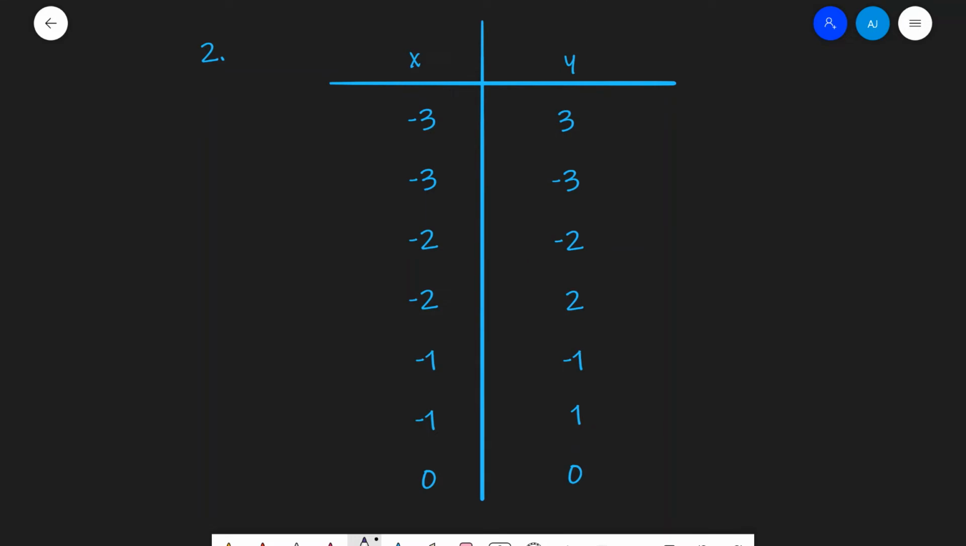Now let's try this problem. I want you to pause the video and try this for yourselves, and we'll come back and go over it. Alright, so if you looked at the table, you could see that every input value except 0, so -3, -2, and -1, all have 2 output values. For -3, it has 3 and -3. For -2, it has -2 and 2. And for -1, it has -1 and 1. Thus, this makes this relation not a function. So it is not a function.